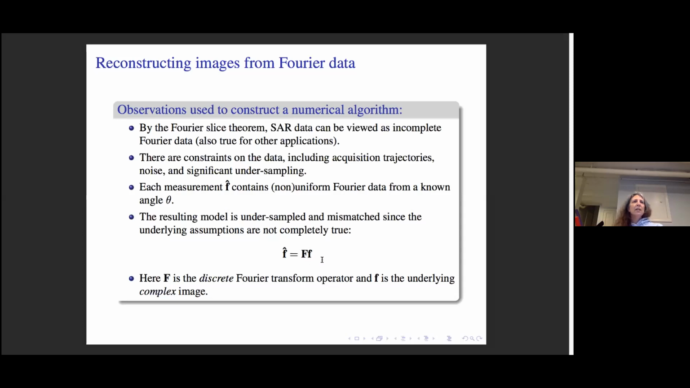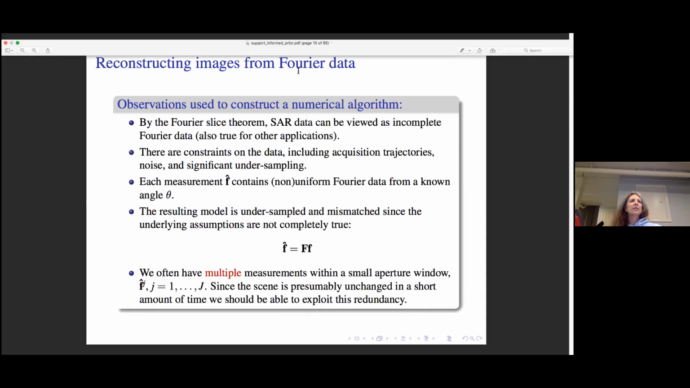The other thing that's important in SAR models that isn't true in other kinds of applications is that the underlying signal is complex. Which carries its own issues, which we'll discuss a little bit today, but not so much.